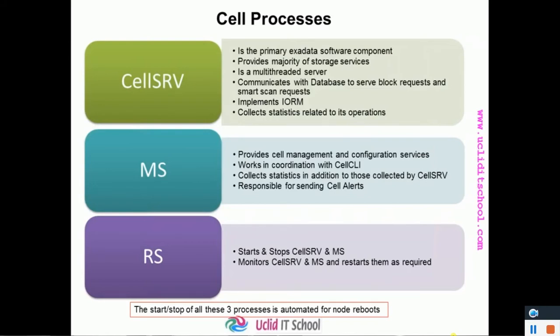Then the next process is RS, restart server. As the name suggests, RS is responsible for startup and shutdown of cell server and MS process. So if they fail, if they stop functioning, the RS will try to restart them without user intervention. If it cannot restart, then DMA intervention is required. So that is the functionality of the RS server.